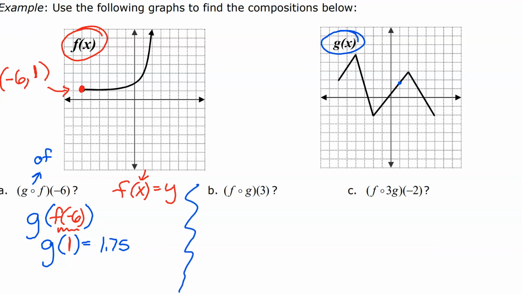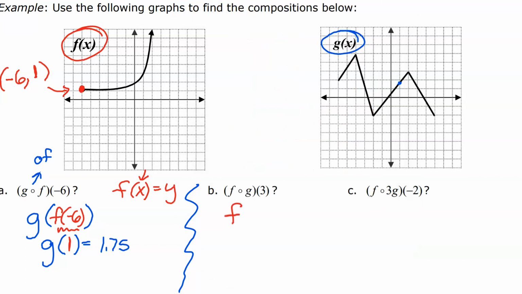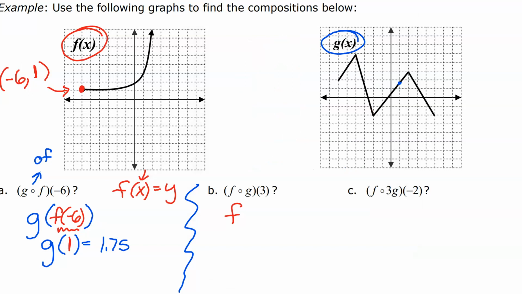So let's go ahead and take a look at b. b starts off with f of x, but I know it's going to end up starting off with f of g of 3. Okay, so we're going to have g of 3. Whoops, that doesn't need to be there, that needs to be in red. So I'm going to go ahead and get my red out. Okay, so we're going to end up with f of g of 3.